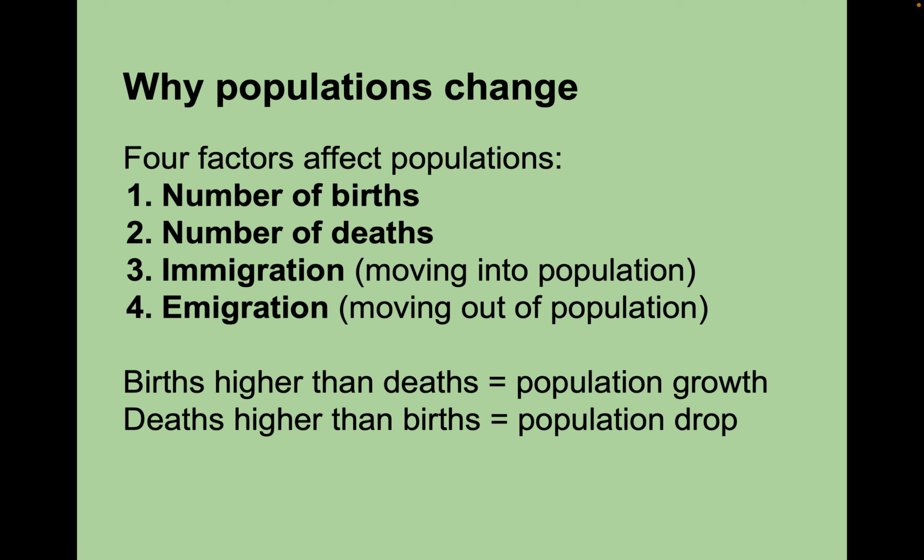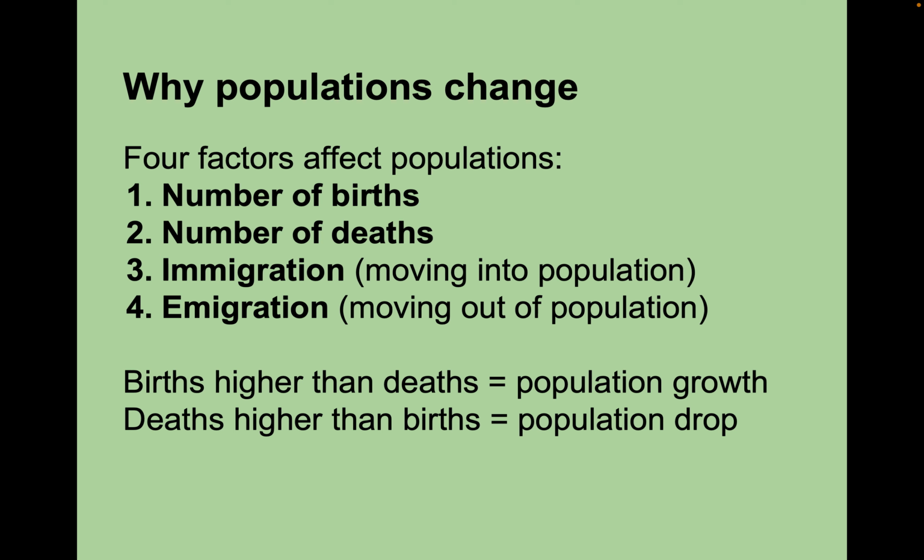So for example, if you moved to the United States from, let's say, Mexico, you immigrated with the I to the United States, you emigrated with the E from Mexico. If births or immigration are higher, that means the population numbers are going to go up. If deaths or emigration are higher, that means the population is going to go down.